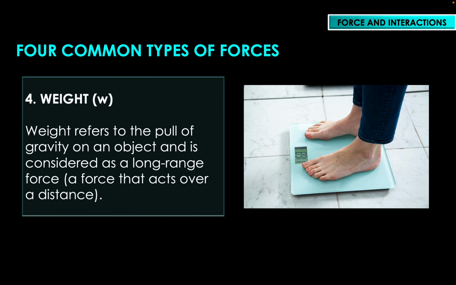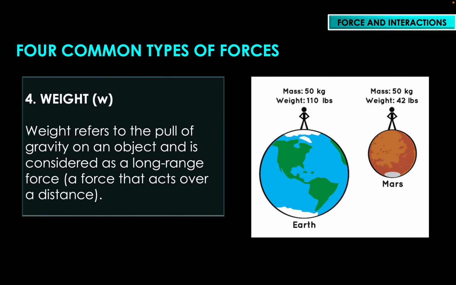Now, take note that weight varies across different celestial bodies. So if you go to Mars, for example, your weight would be just 38% of your weight on Earth, because the strength of gravity of Mars is only 38% of the Earth's gravitational strength. However, your mass is the same because mass is the amount of matter in your body.